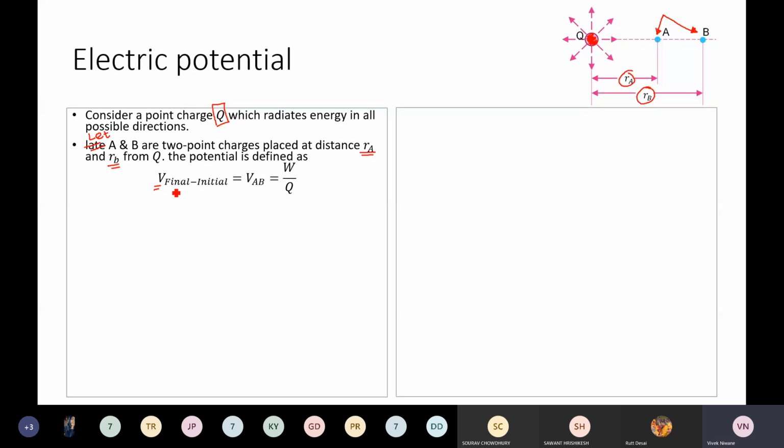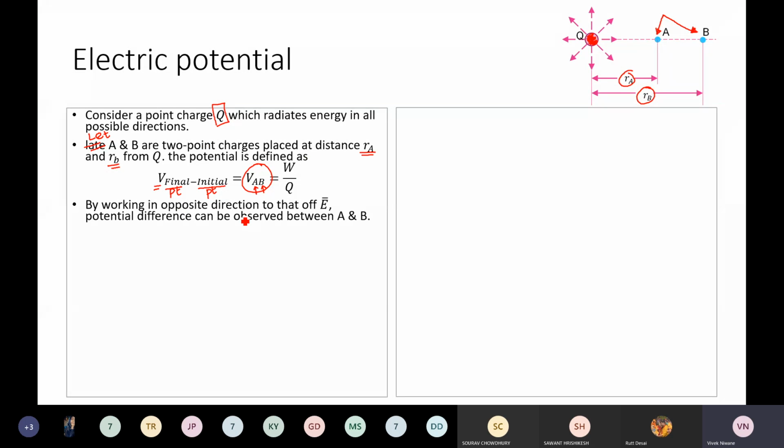V final minus initial, final dash initial. So we have A and B, VAB is equal to W upon Q, final point and initial point. These are the notations for how to represent the voltage difference between two points. We reached A because we started at B. So VAB is given as W upon Q, a basic concept which we studied in 9th standard.